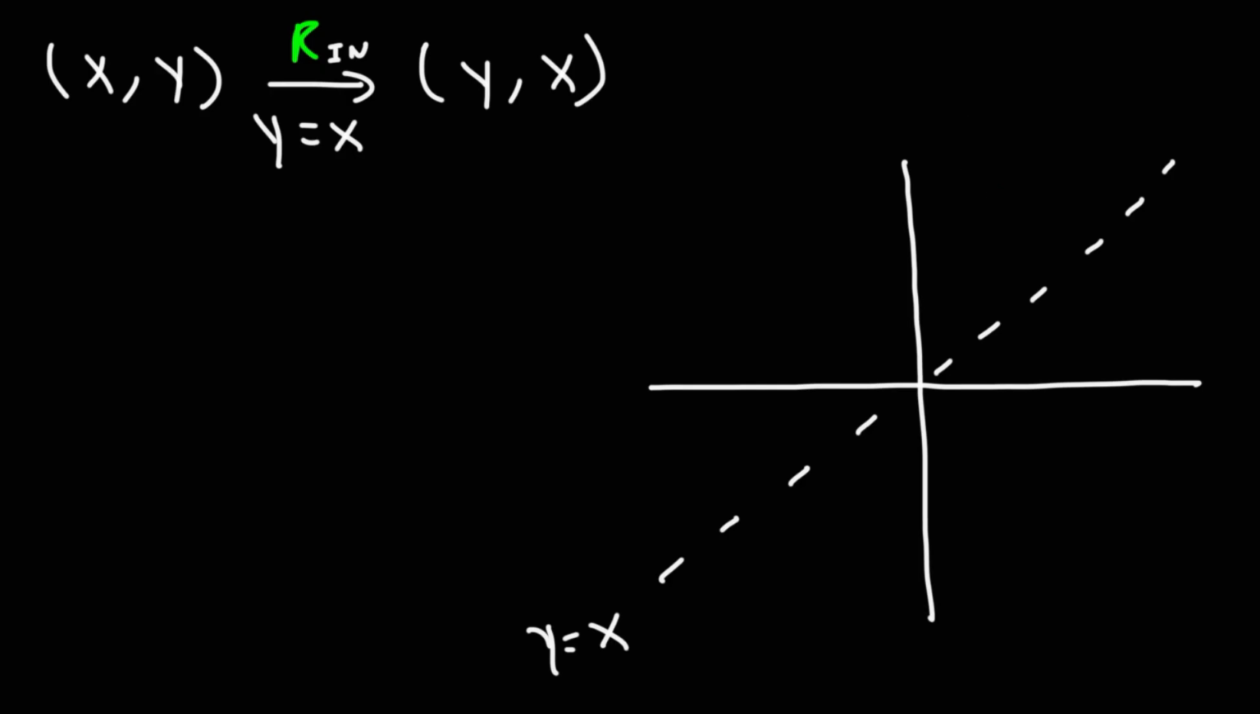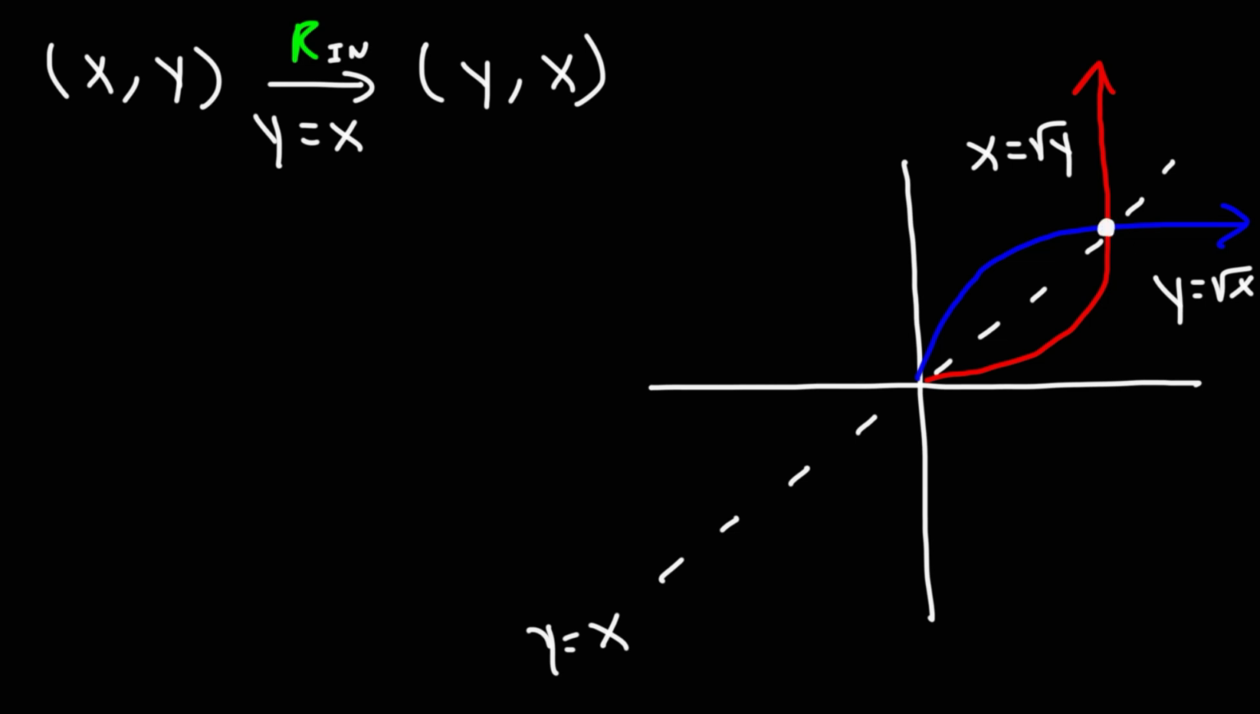Here's another way to see this. So this is the graph y equals the square root of x. And this is the graph x equals the square root of y. They intersect at the point 1, 1. But you can see that they reflect across the line y equals x. They're inverses of each other.